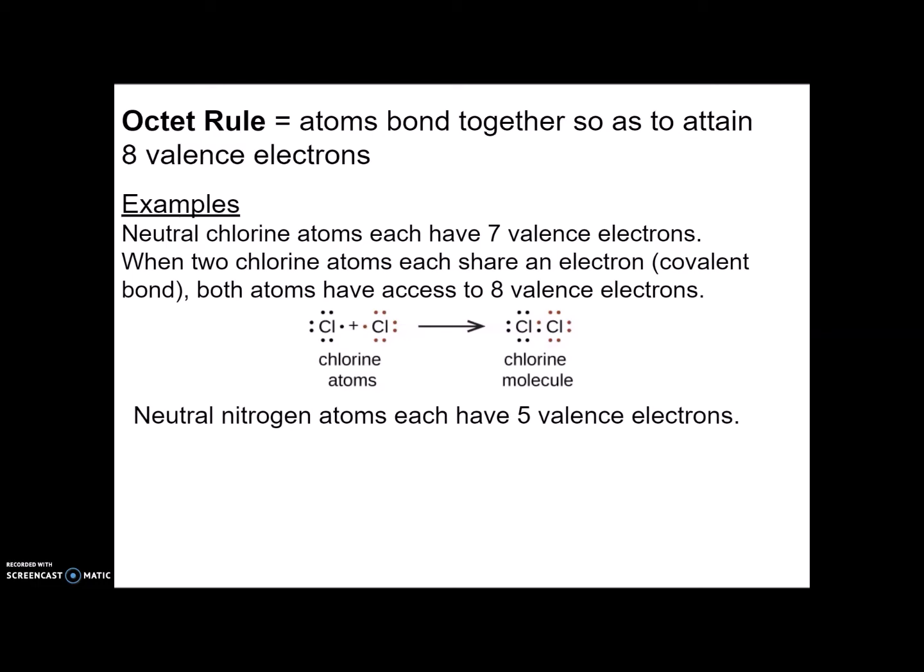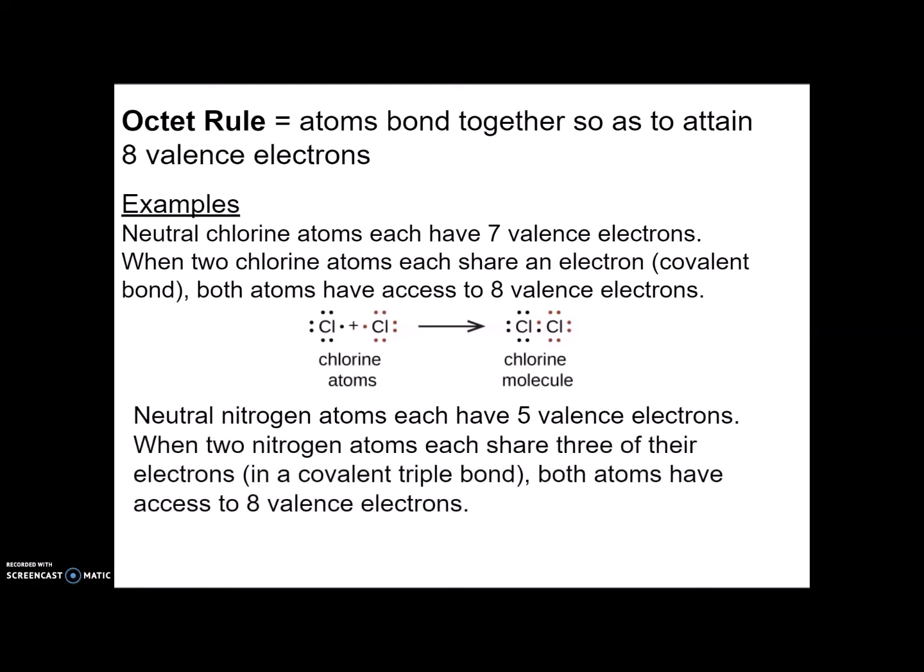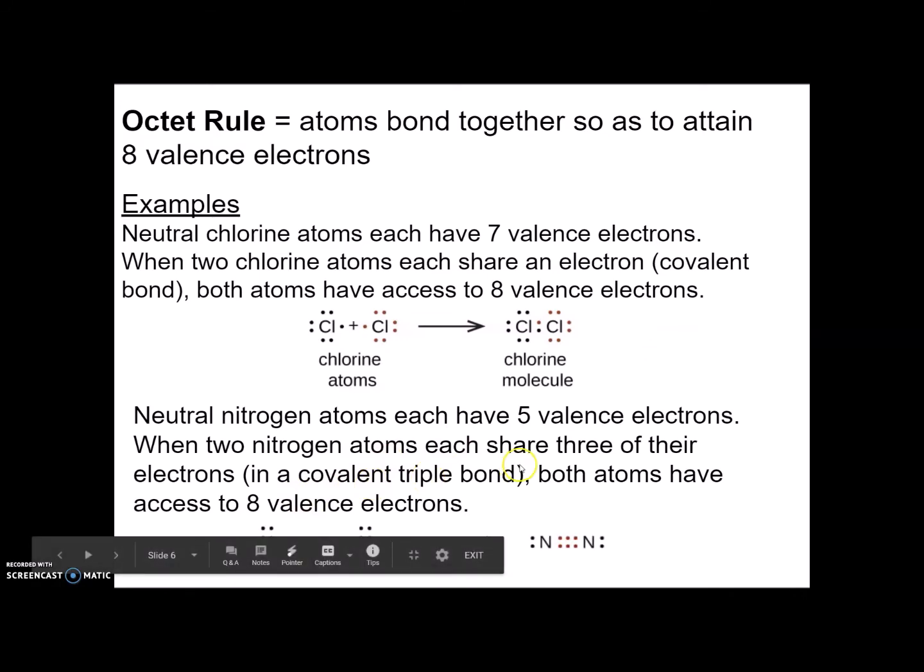Neutral nitrogen atoms each have 5 valence electrons. When 2 nitrogen atoms bond together, they share 3 electrons each. They form a covalent triple bond. And when that happens, both of the atoms have access to 8 valence electrons. So if you count the number of dots around either individual nitrogen, you would see 5. When each nitrogen atom shares 3 of the 5, then if you count up the dots in between the two atoms.